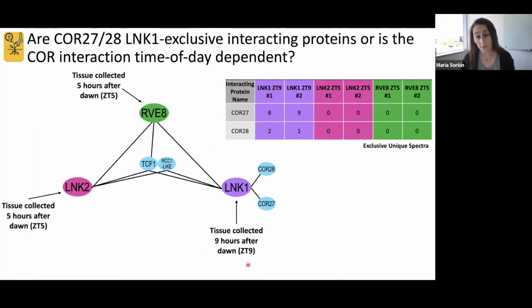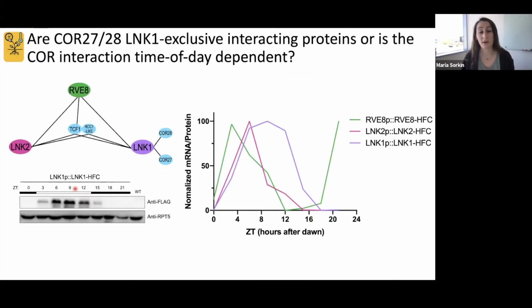So again, we collected tissue based on the time of day of peak protein expression for our bait proteins. For link 1, that was 9 hours after dawn, while Rev 8 and link 2 were collected 5 hours after dawn. And so I'm going to represent this graphically here. I've mapped onto this figure the protein expression patterns based on these 24-hour Western blots that I showed you earlier, just with densitometry analysis for our circadian clock proteins.